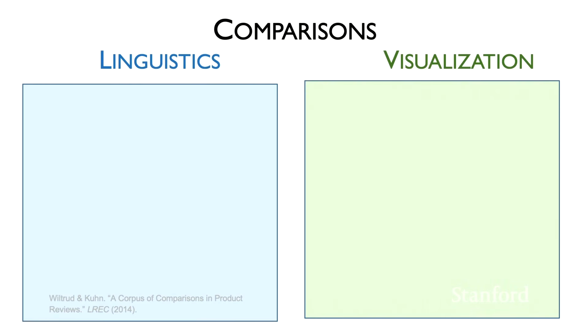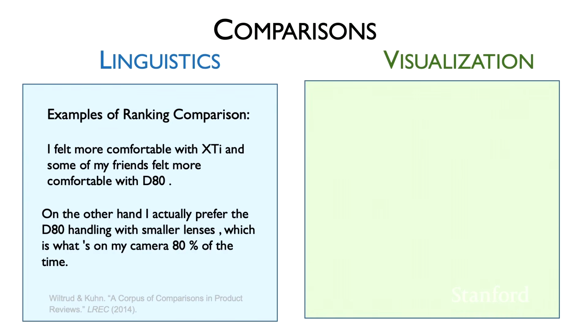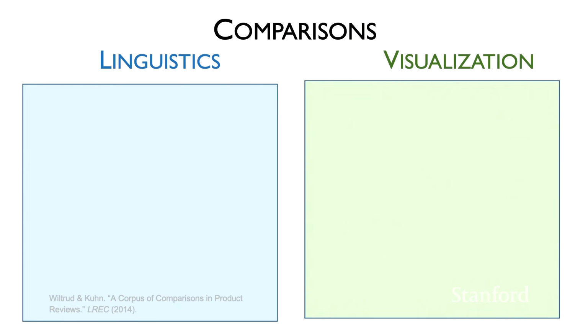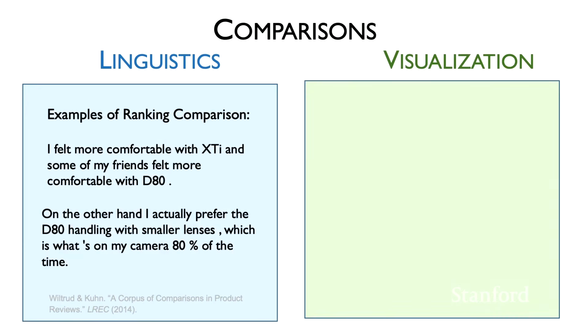So in the language, and in both cases, authors say that it's complex. It's very complex. Comparisons, how they're expressed in language is very complex. Comparisons and how they're expressed with visuals are very complex. So here's an example of a comparison from camera ranking data.